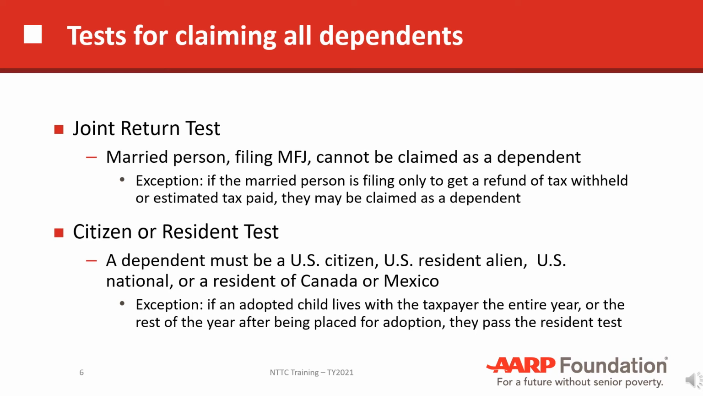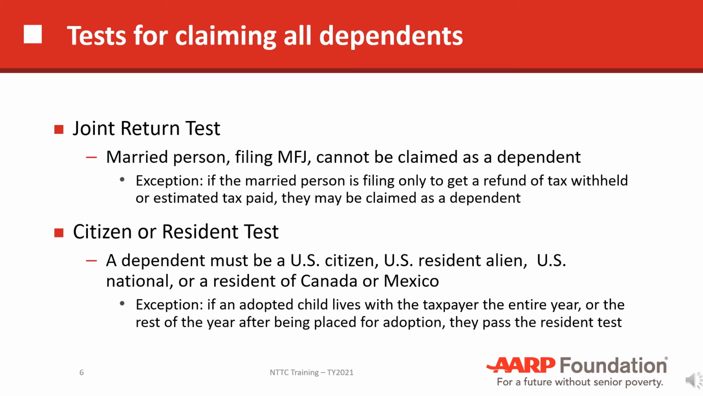The last one is the citizen or resident test. The dependent must be a U.S. citizen, a U.S. resident alien, or U.S. national, or a resident of Canada or Mexico. And here again, there's an exception. If an adopted child lives with the taxpayer for the entire year, now this is an adopted child, or the rest of the year after being placed for adoption, they pass the resident test.